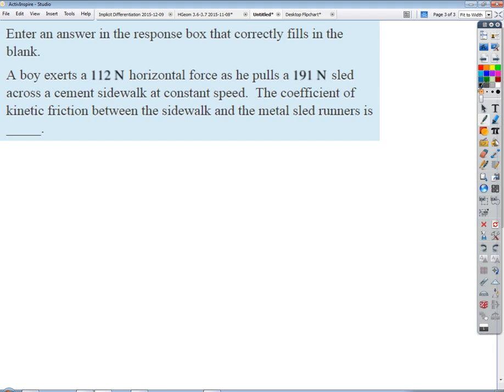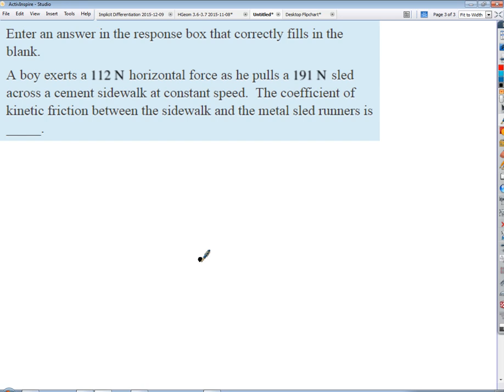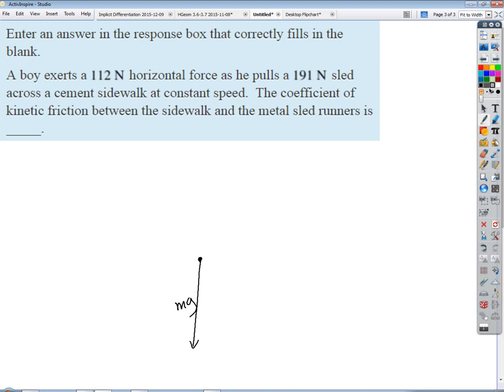Okay, so here's the sled, right? We want to know what's the coefficient of friction. So let's draw all the forces on the sled. Brady, give me one force acting on the sled. Gravity. Okay. So gravity's acting downward. That's mg. And what's the magnitude of the gravitational force, aka the weight? 191 newtons. Okay?